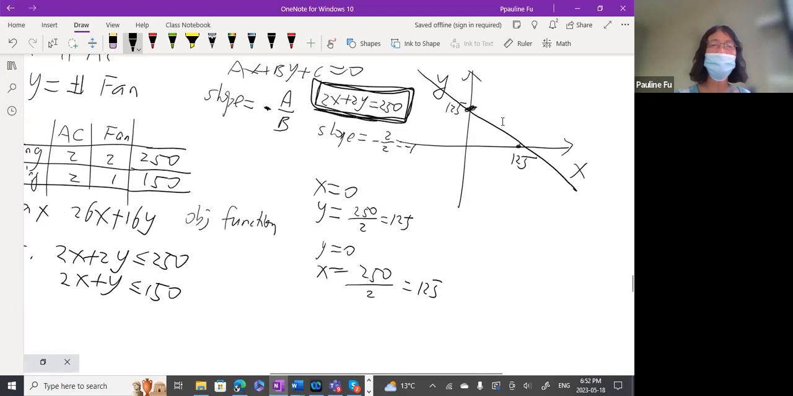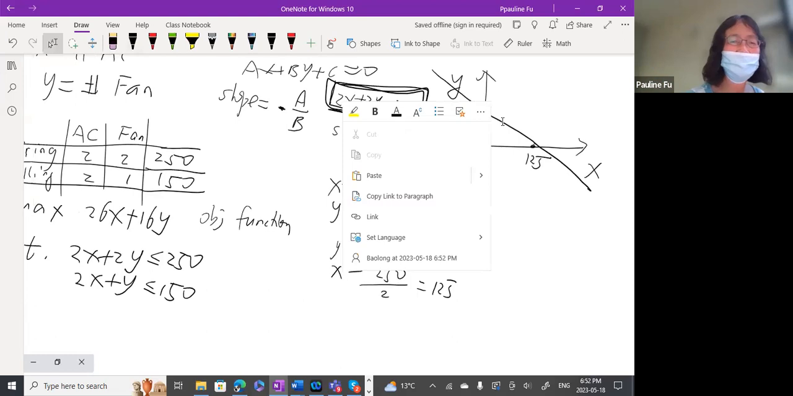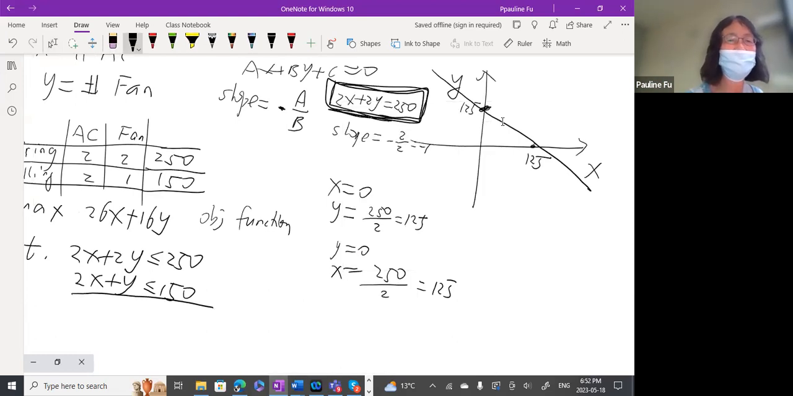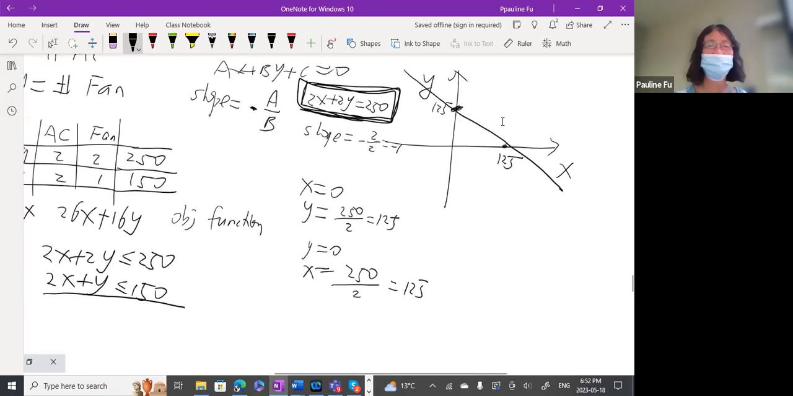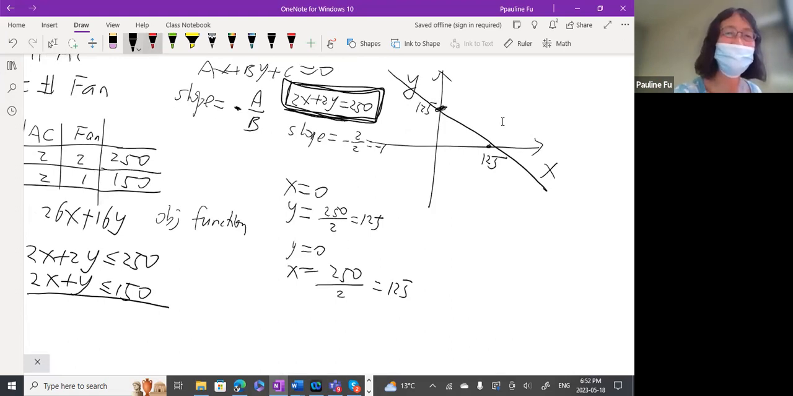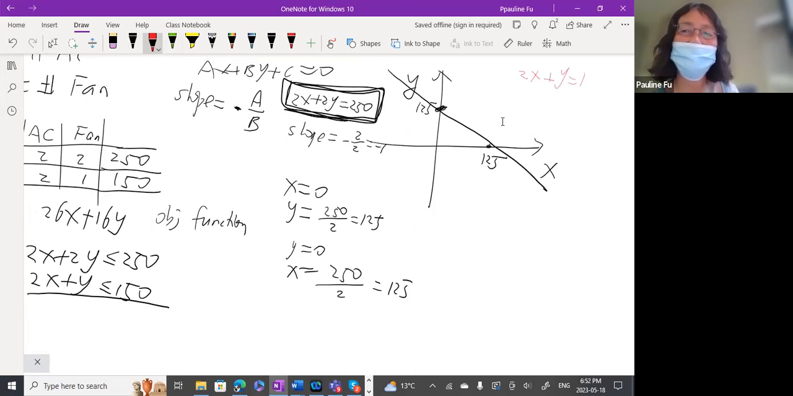Okay, similarly, we need to draw another line here: 2x plus y equal to 150. So I'm going to use a different color. Next, we want to draw 2x plus y equal to 150. How do you draw this line? You just take two special points.